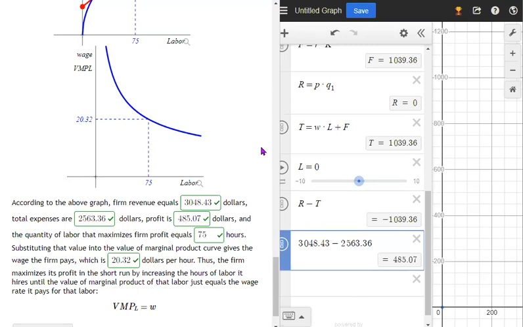Thus, the firm maximizes profit in the short run by increasing the hours of labor it hires until the value of marginal product of that labor just equals the wage rate it pays for labor, right? This right here ends up being the labor demand equation. So this right here is the firm's demand for labor. It's downward sloping. And the price of that labor is the wage, the hourly wage per hour, the price of that labor, right?